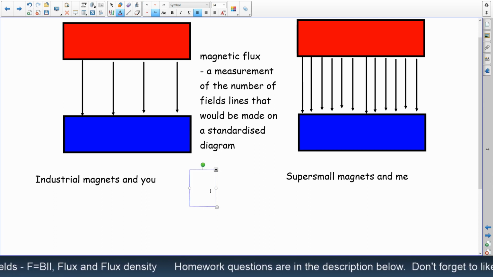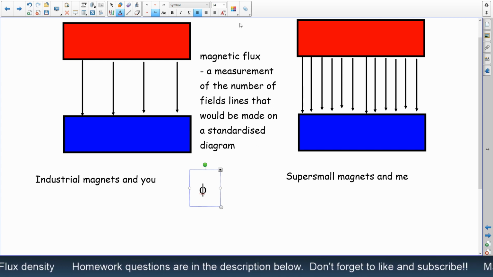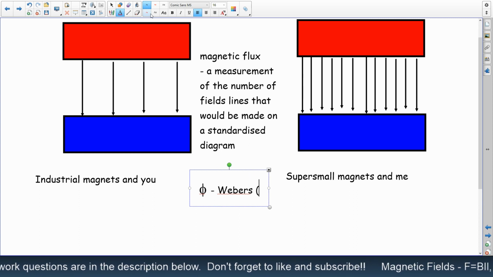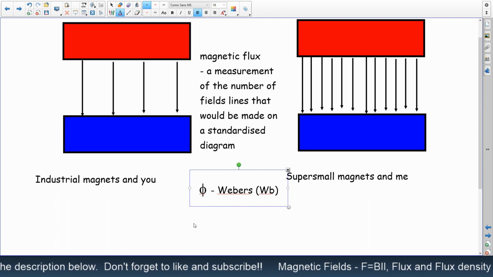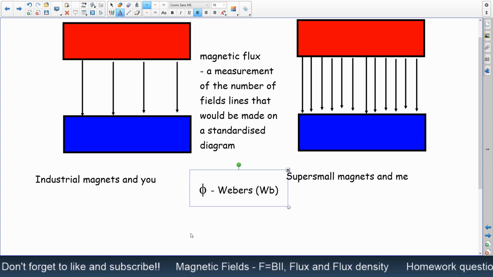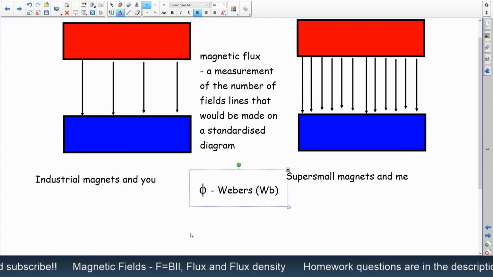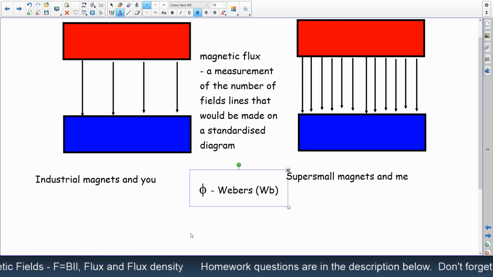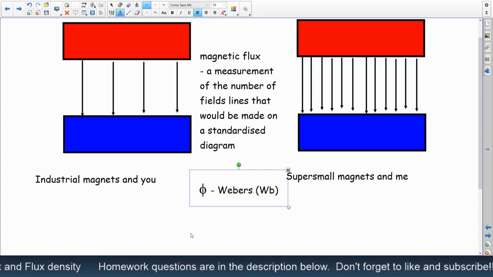So magnetic flux gets given the symbol phi, and it is measured in units called Webers, Wb. All it is, is a measurement of the number of field lines. So if I say 20 Webers, it doesn't actually mean anything. What it means, though, is that if you were to draw a diagram of magnetic flux, the 20 Weber diagram should have 20 times the number of field lines that a 1 Weber diagram would have. So that's all it is.